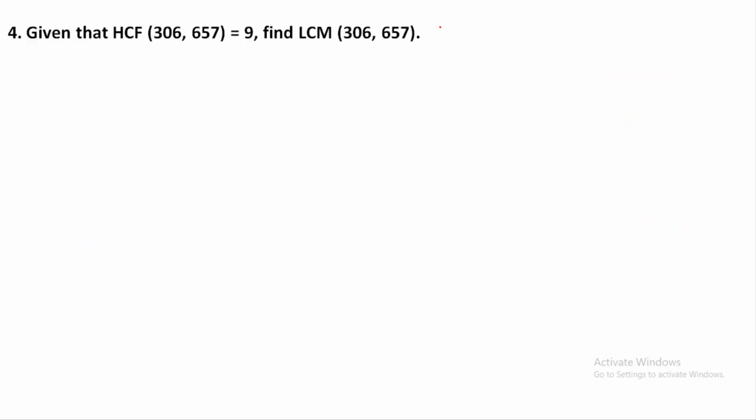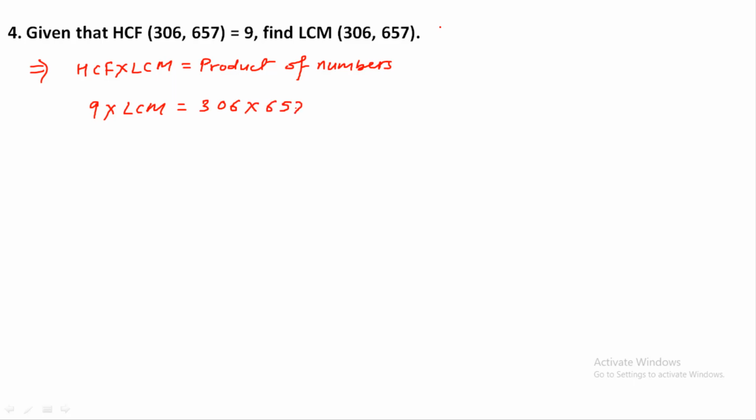Now fourth question, given that HCF of 306 and 657 is equal to 9, find LCM of 306 and 657. सो हम इसको इस फॉर्मूले से सॉल्व करने वाले हैं। HCF इंटू LCM इज इक्वल्स टू प्रोडक्ट ऑफ नंबर्स। इस फॉर्मूले की हेल्प से हम इसे सॉल्व करेंगे। तो HCF क्या है, गिवन है 9, वी हैव टू फाइंड इट आउट LCM, सो राइट LCM एंड प्रोडक्ट ऑफ नंबर्स, यानी कि 306 इंटू 657.